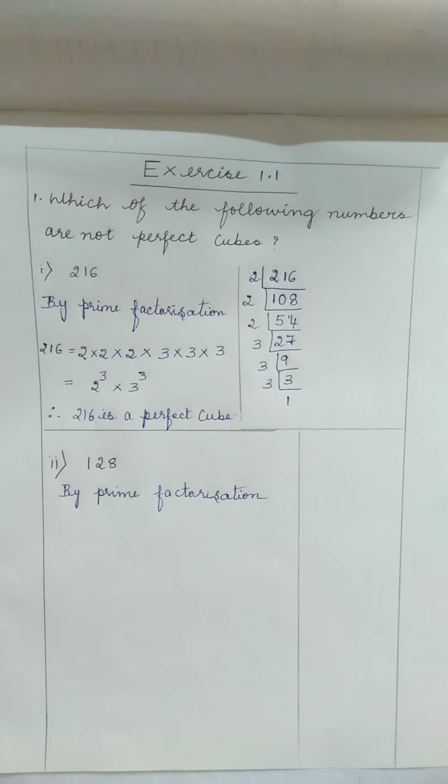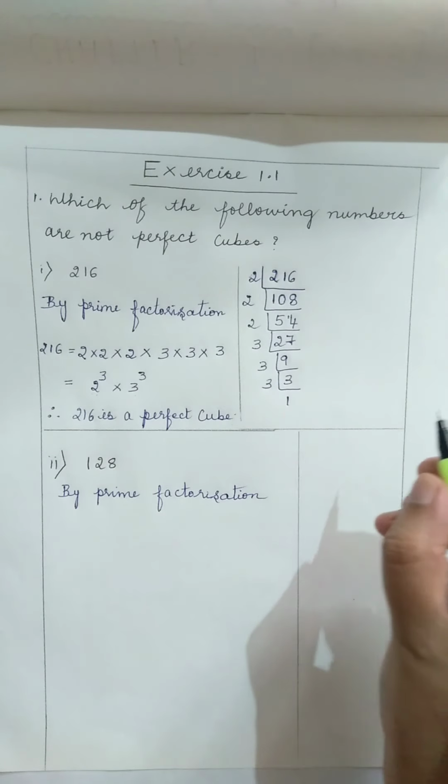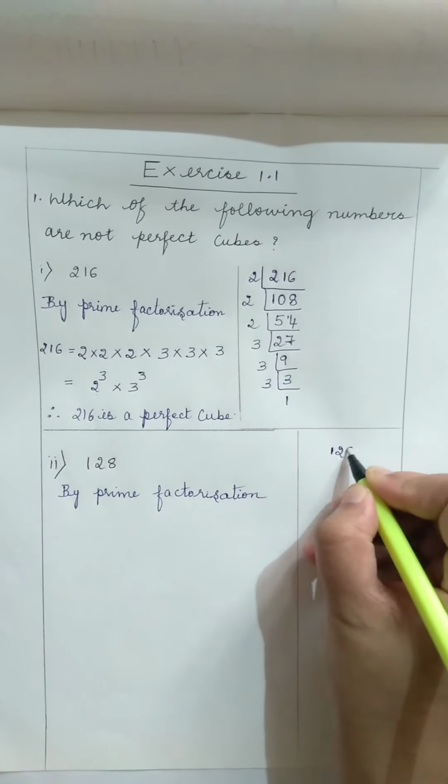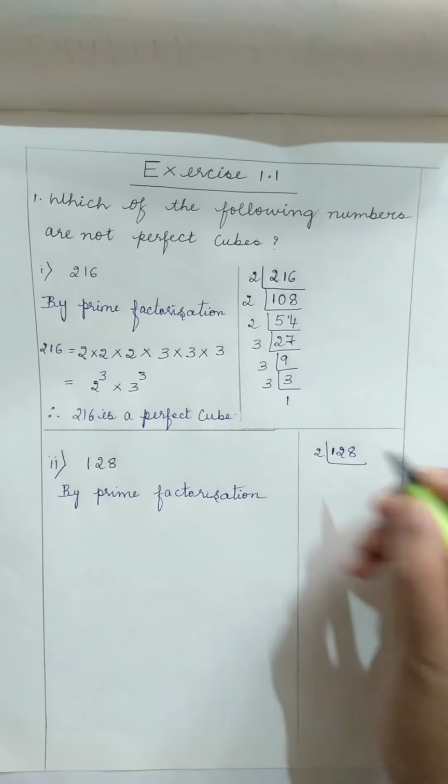The second problem is 128. Now we have to find out whether it is a perfect cube or not. Therefore, let us first factorize 128. So when we factorize, it goes by 2.